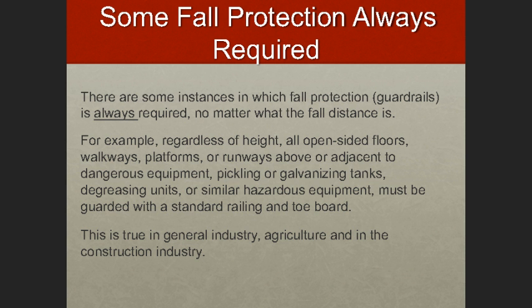There are some cases where fall protection is almost always required. And so what I'd like to do is just go over a few examples with you of when fall protection is always required. Regardless of height, all open-sided floors, walkways, platforms, or runways above or adjacent to dangerous equipment, pickling or galvanized tanks, degreasing units, or similar hazardous equipment must be guarded with a standard railing and a toe board. And this is true across many industries, such as general industry, agriculture, and construction.